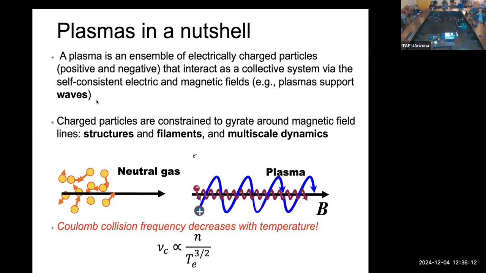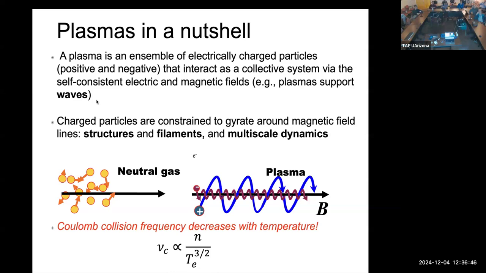So what is a plasma? A plasma is an ensemble of electrically charged particles that interact as a collective system via the self-consistent mean electric and magnetic fields. So what does it mean that they interact as a collective system? For example, they give rise to phenomena like waves. So in many ways, plasmas are similar to fluids and behave like fluids. Propagation of waves is just one example.